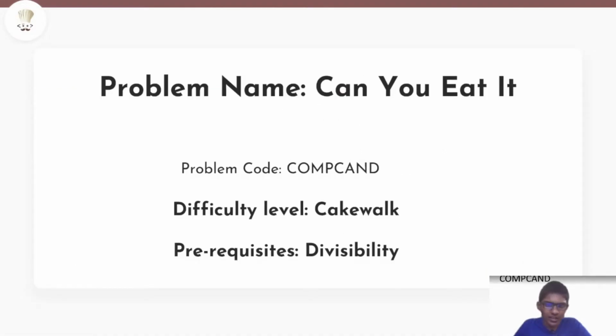The difficulty level of this problem is cakewalk because this was the first problem in this contest. And you only need to know very basic mathematics like divisibility and how you can check whether one number is divisible by another number or not. And what is the quotient when you divide one number by another number.